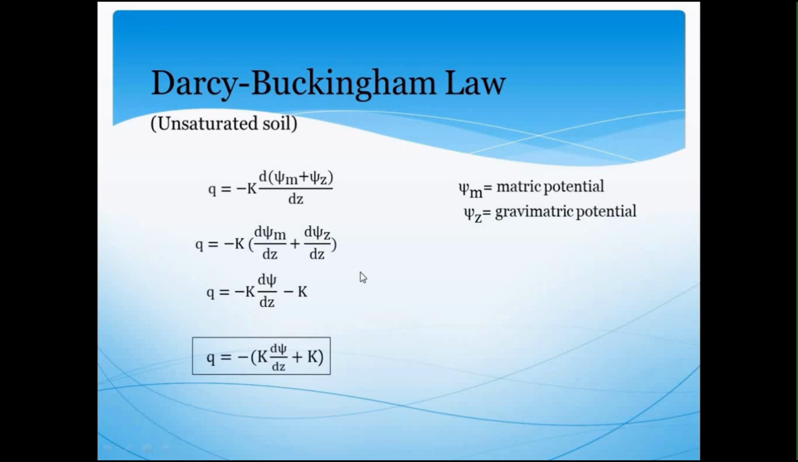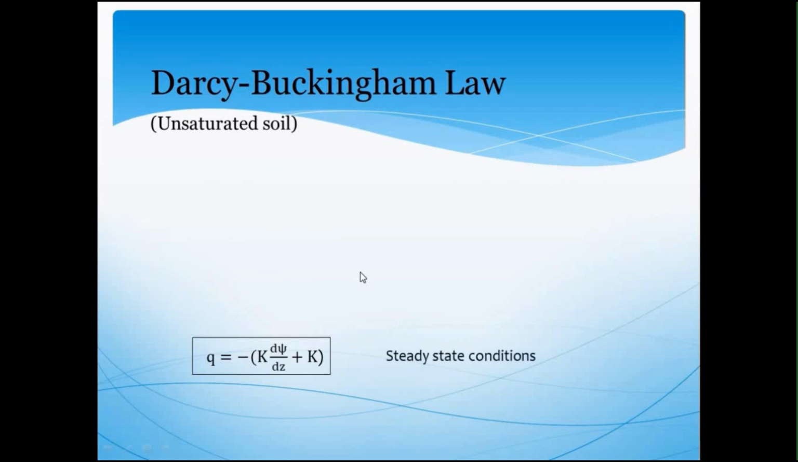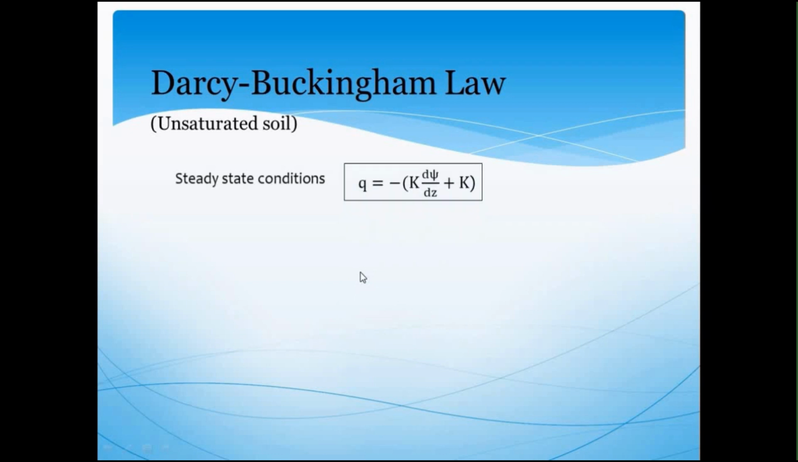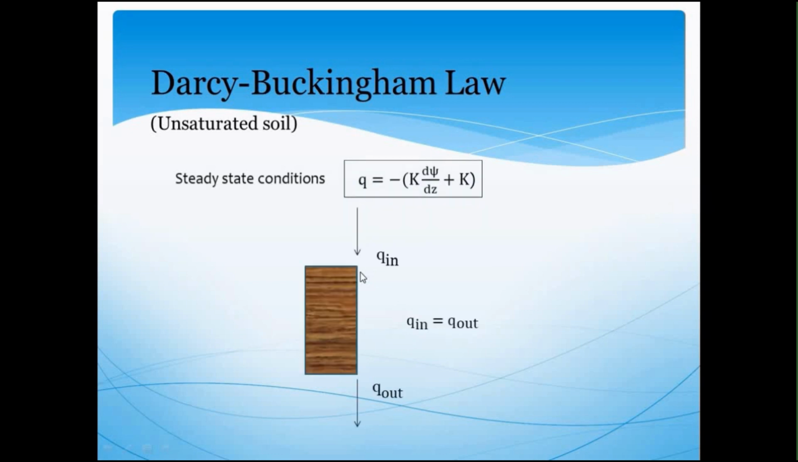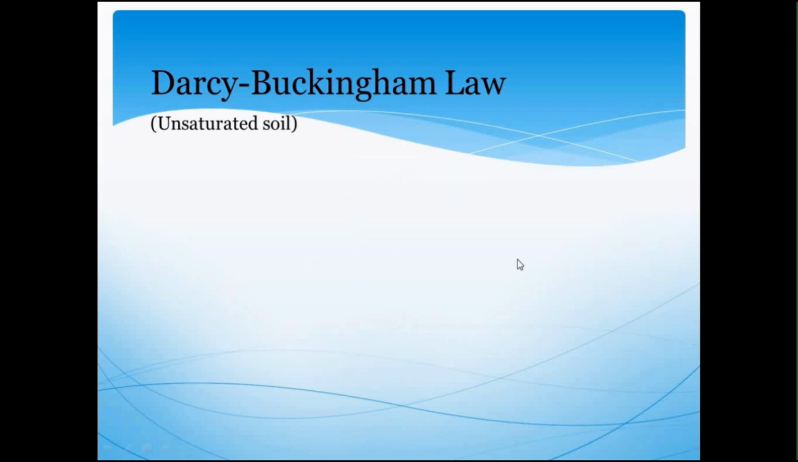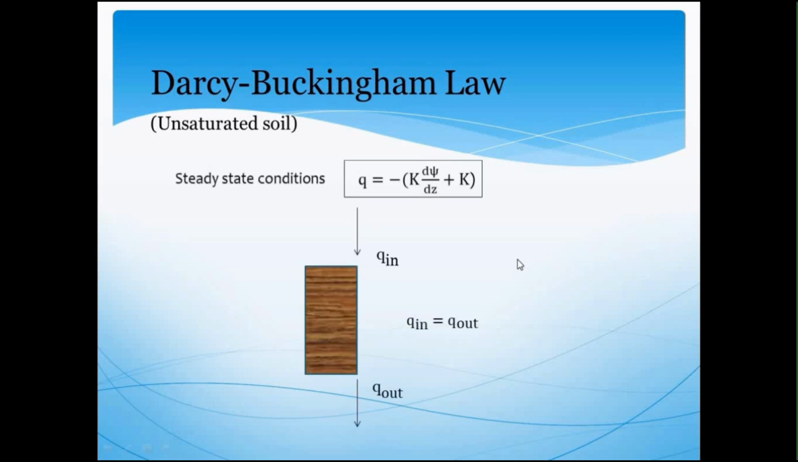Now this equation here can be applied in steady state conditions. Steady state conditions mean that, for example, if you have a soil column, the influx or the water that comes in and the outflux is equal. It means that the water content doesn't change. But in unsteady state conditions or transient flow conditions, that is not applicable, because in a natural environment, time is also a thing to be considered to solve for the flow.